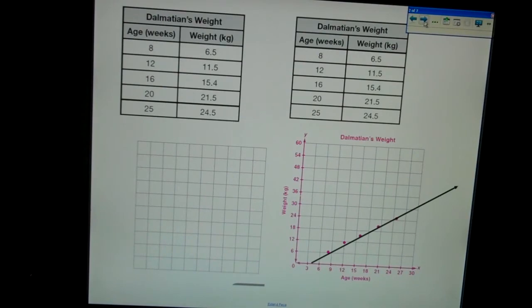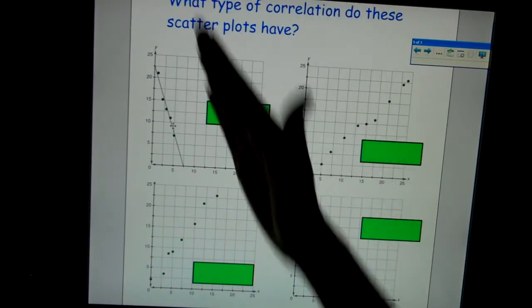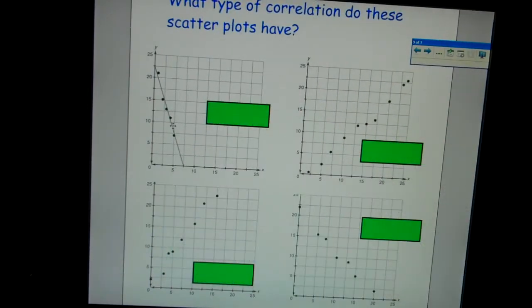So we want to look at the other types of correlation. What type of correlations do these scatter plots have? There's 4 of them. You can go 1, 2, 3, and 4, and look at this. What type of correlation do these things have? Now there's no titles here, it's just plain old numbers. Are they going down and to the right or up and to the right? Yeah, these are going down and to the right, so they have a negative correlation. Go ahead and pause it for a minute and see if you can identify the other 3.